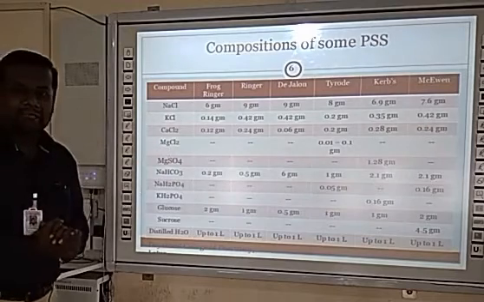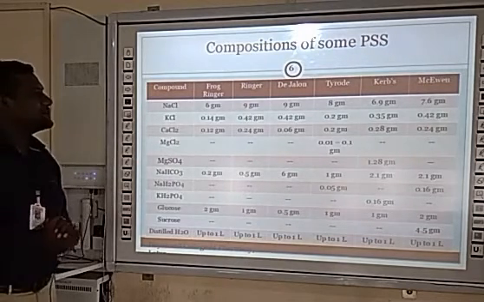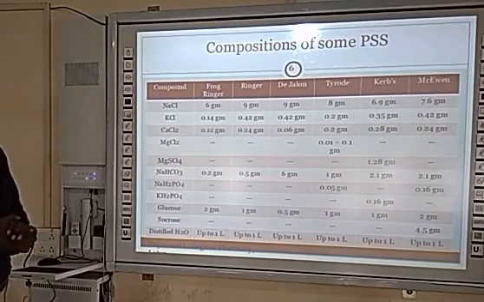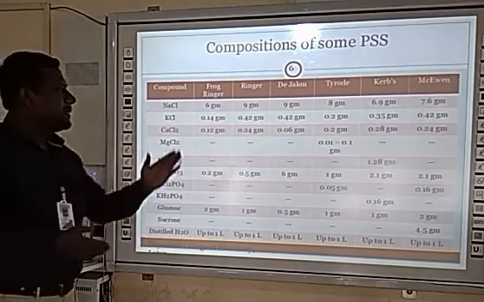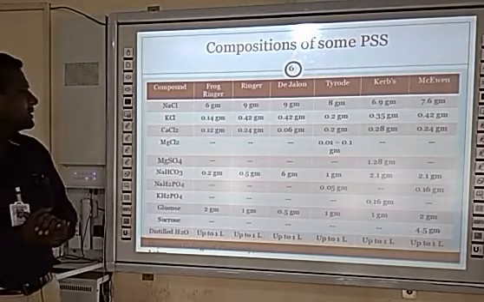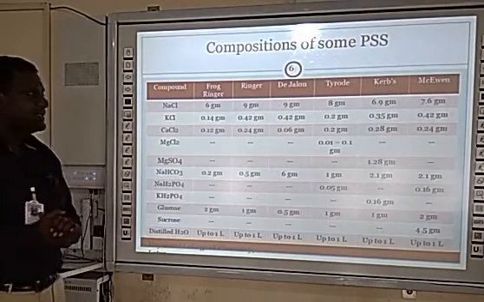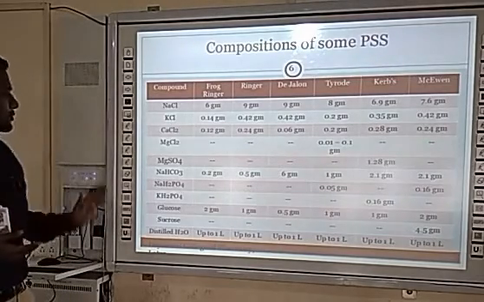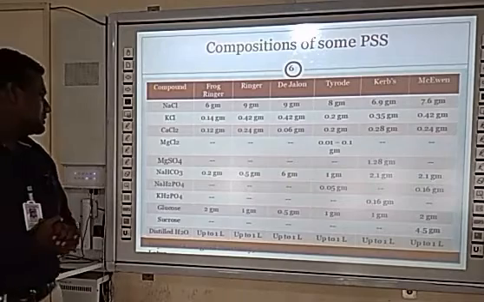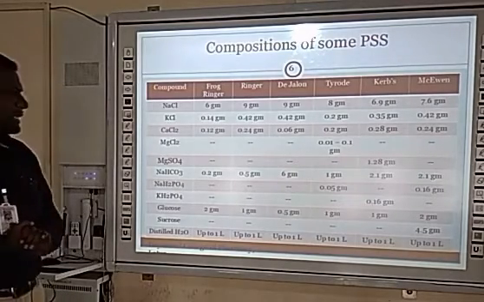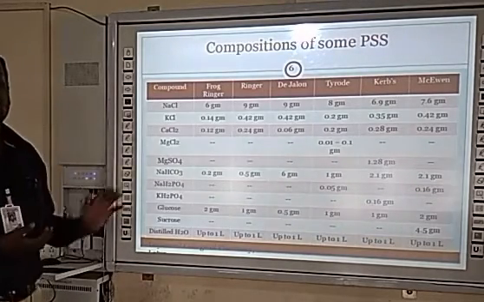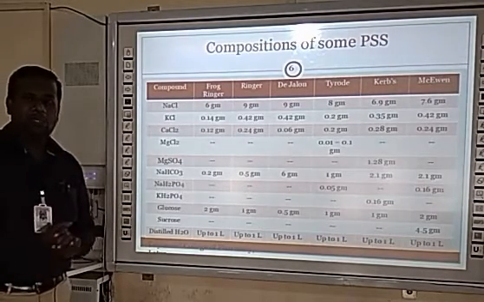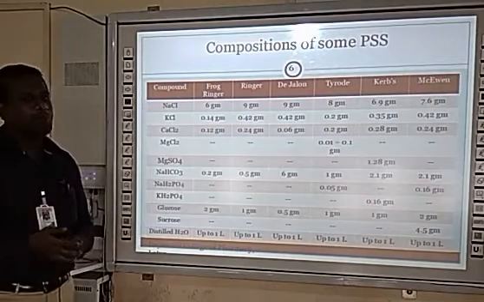Then the next one is Krebs-Henseleit solution. Krebs consists of 0.9 gram of sodium chloride, then 0.35 gram of potassium chloride, 0.28 gram calcium chloride, then 1.28 gram magnesium sulfate, 2.1 gram sodium bicarbonate, then 0.16 gram potassium dihydrogen phosphate, and 1 gram of glucose. All these ingredients are dissolved in distilled water and the final volume made up to 1 liter.